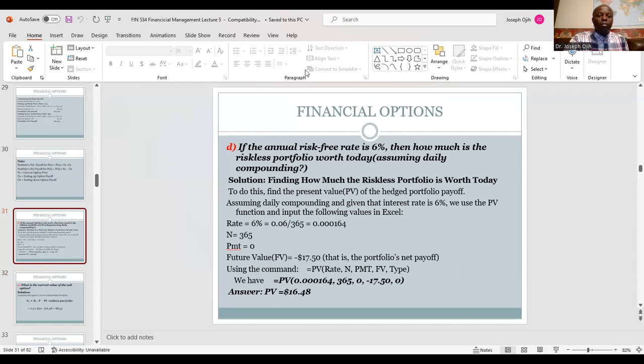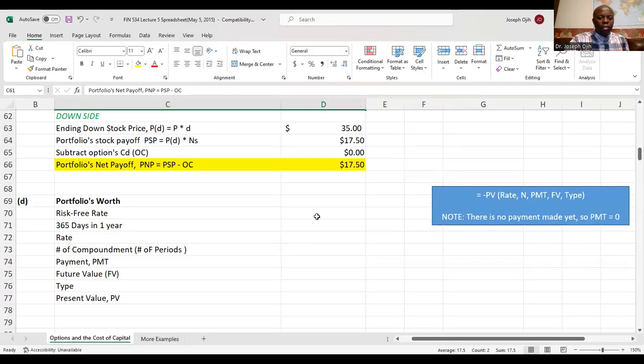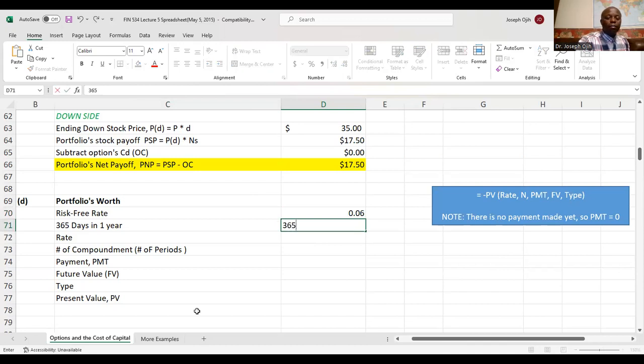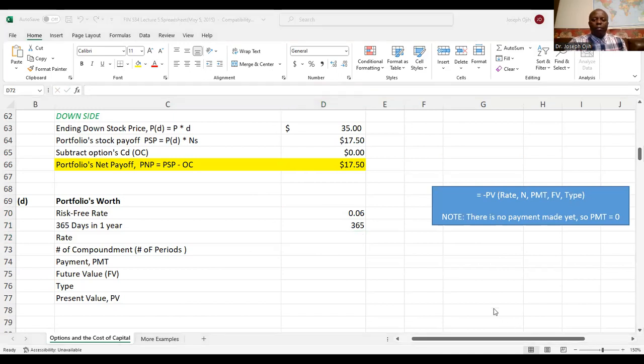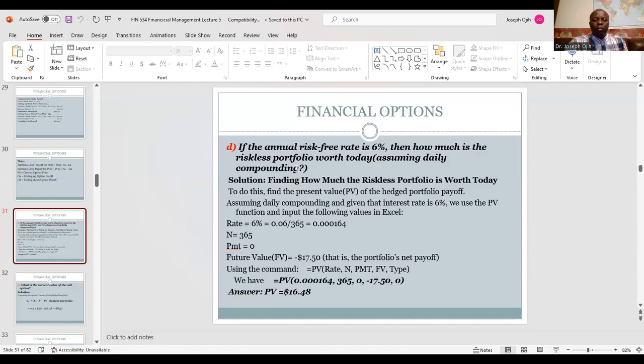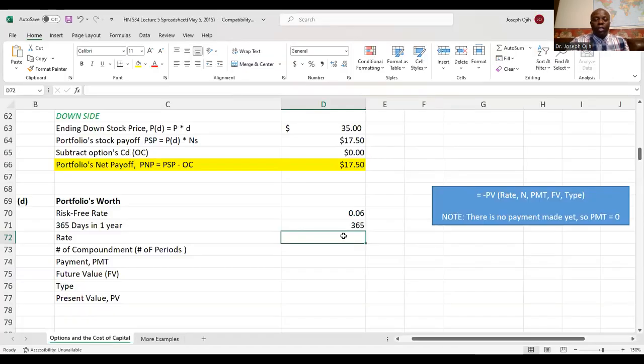So let's do it. We go to Excel, put our information in. The risk-free rate says 6%, so change it to decimal, 0.06. The number of days in a year is 365. Remember, this is the risk-free rate for the year, and it says assuming daily compounding. So the 6% is for the whole year. For the days, it will be equal to dividing the 6% by 365 days in a year.